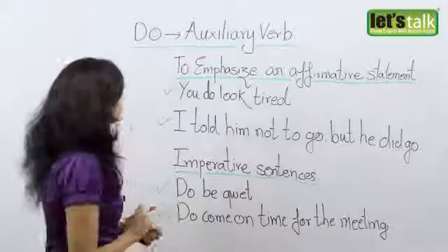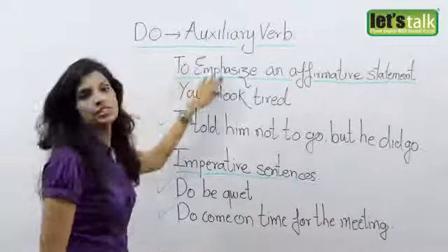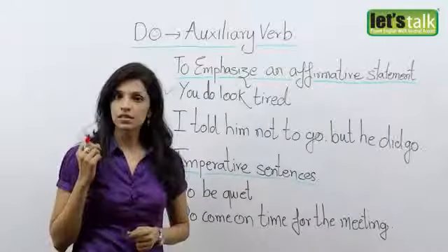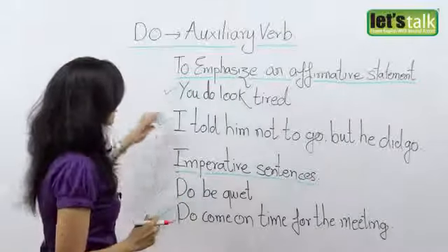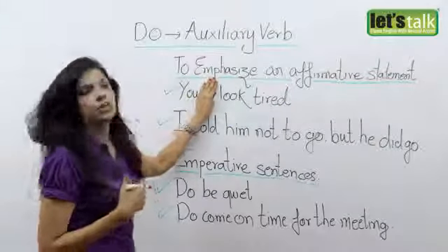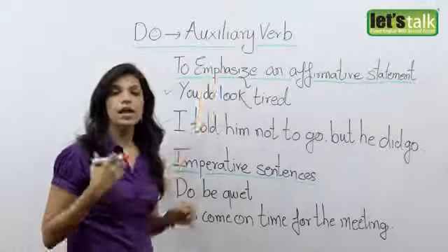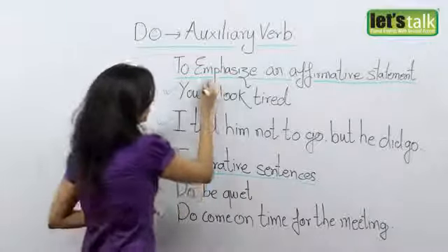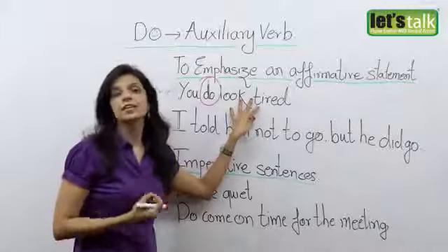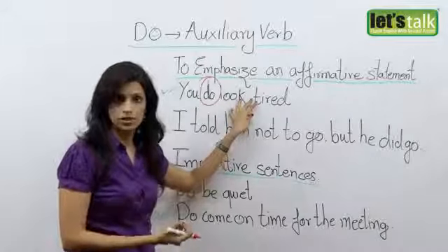Now let's see how we use the auxiliary verb do to emphasize an affirmative statement. An affirmative statement is nothing but a positive statement. For example, you do look tired. Now I can even say you look tired. But when I want to emphasize, I'll say you do look tired. So I'm emphasizing and telling that you do look tired.